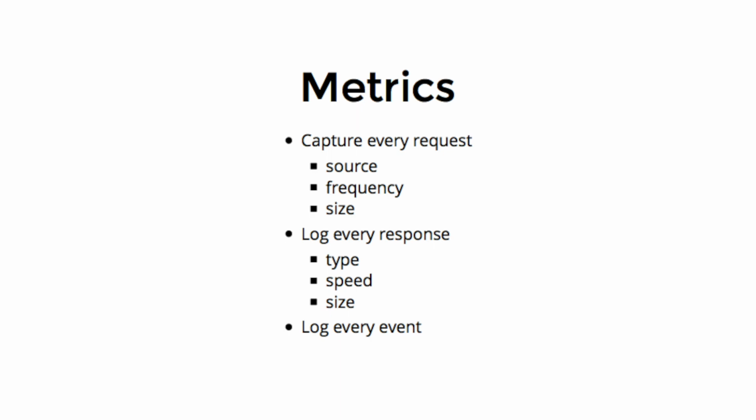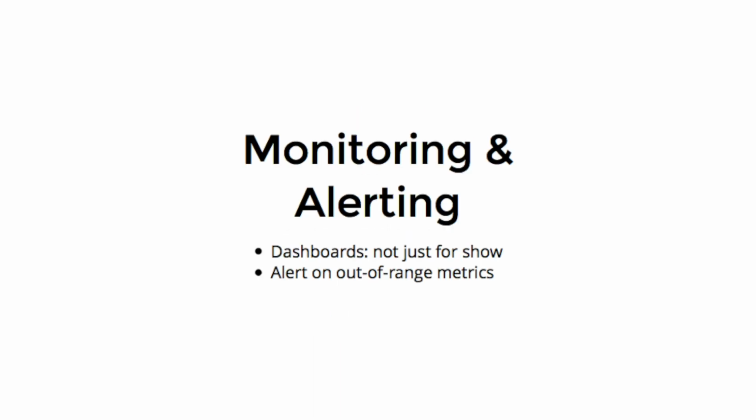So you need to capture everything that is going on in your system, like request sources and frequency and size, and your response types and their size and how fast they happen. And just every type of event that you can think of that happens in your system, you should just be throwing it at some kind of metrics server. And once you've got all of these metrics, you should be doing stuff with them, and you should be doing stuff with them in advance.